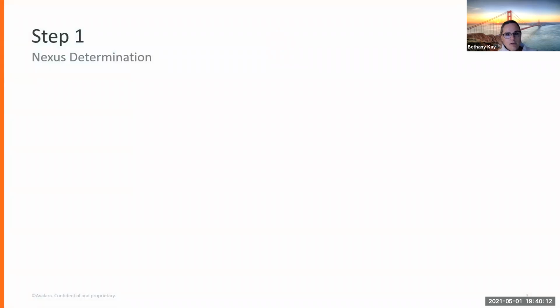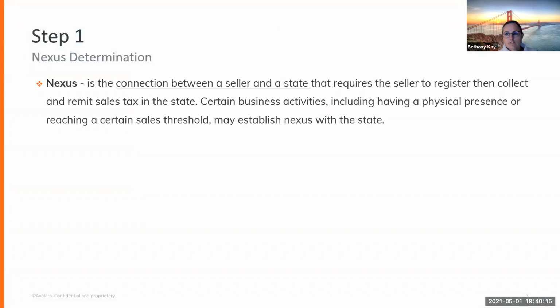Okay, step one in the process is Nexus Determination. The most important step is understanding where you have obligations to collect and remit tax. I want to make sure everybody listening today has an understanding of what nexus means, and that really is a connection between a seller and the state that requires the seller to register and collect and remit tax in a state. And there are going to be certain business activities, including having a physical presence in the state or reaching a certain sales threshold, dollar value threshold, or transaction volume that may establish nexus within a state.